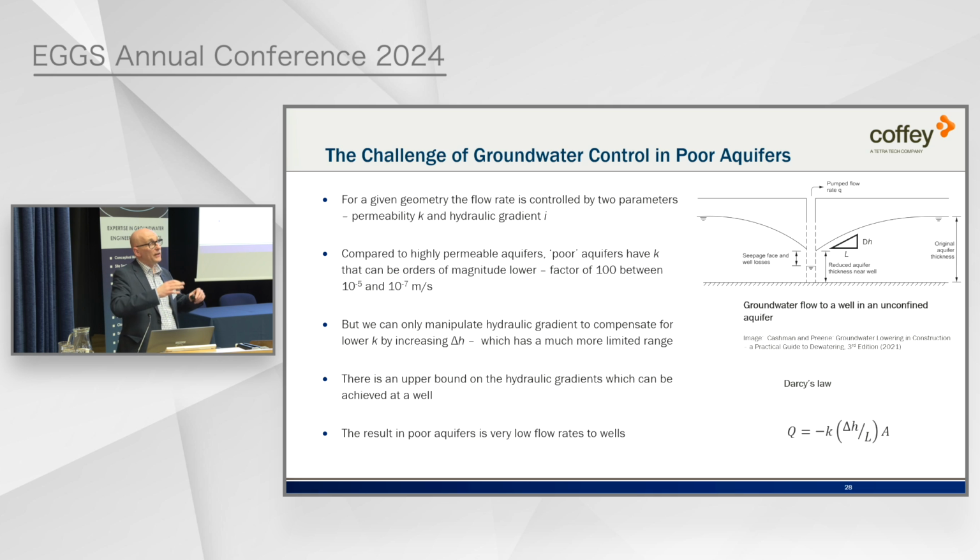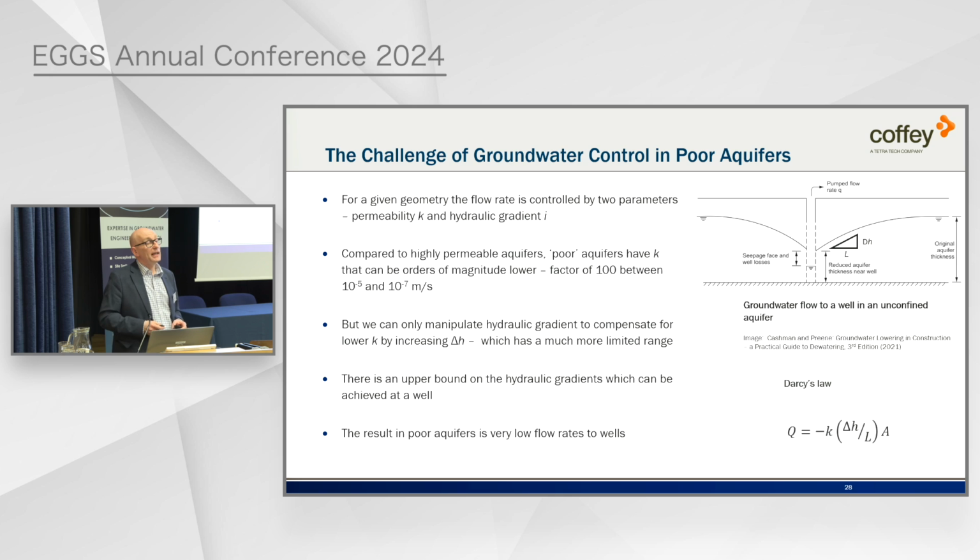And if we ignore the area A and get rid of the geometry, it means that the flow rate is controlled by two parameters and two parameters only, the permeability K and the hydraulic gradient. And that's where our poor aquifers start to be problematic, because the aquifer permeability can vary by a huge amount. If we compare, say, 10 to the minus 5 down to 10 to the minus 7 metres per second, that's a factor of 100 reduction in permeability. And according to Darcy's law, the potential is for flow rates to reduce by a similar amount.